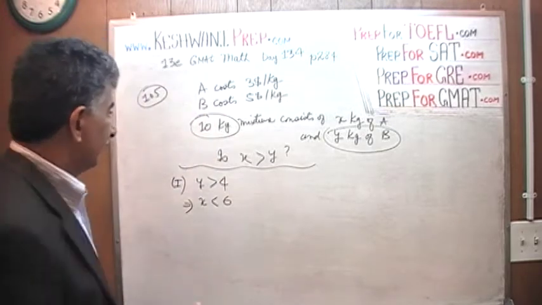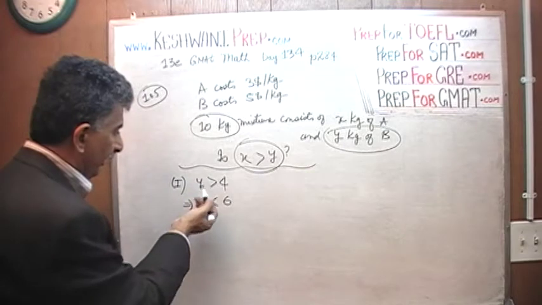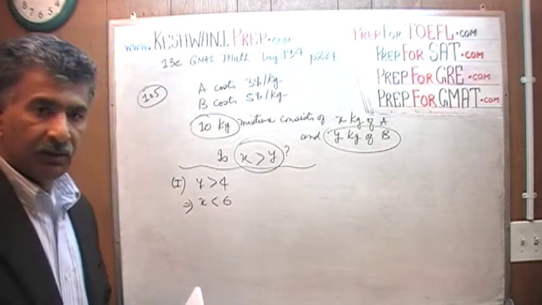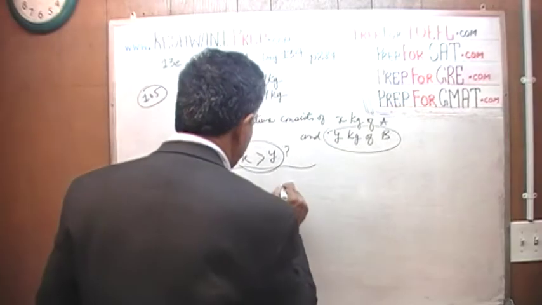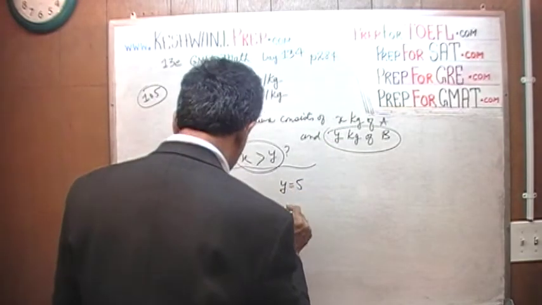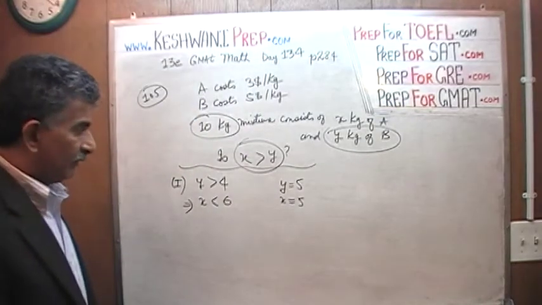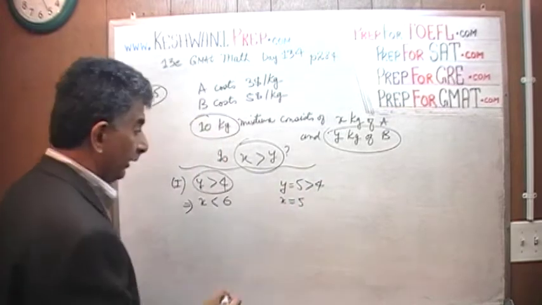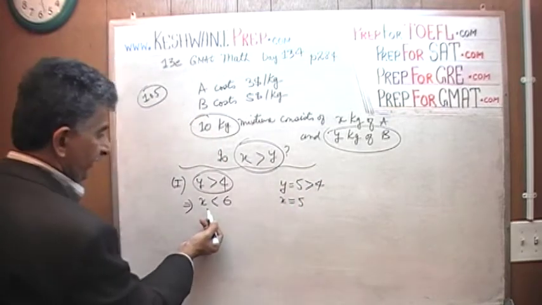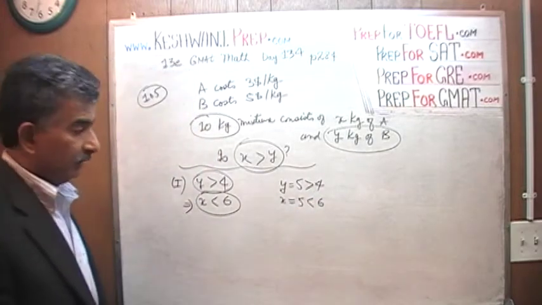Now does that tell us if x is more than y? All we know is that x is less than 6 and y is more than 4. Does that tell us if x is more than y? The answer is no. For example, for all we know, y might be 5 and x might be 5. They might both be equal. If y is 5, we satisfy this condition, y is more than 4. If x is 5, we satisfy this condition, x is less than 6. So that's a possibility.